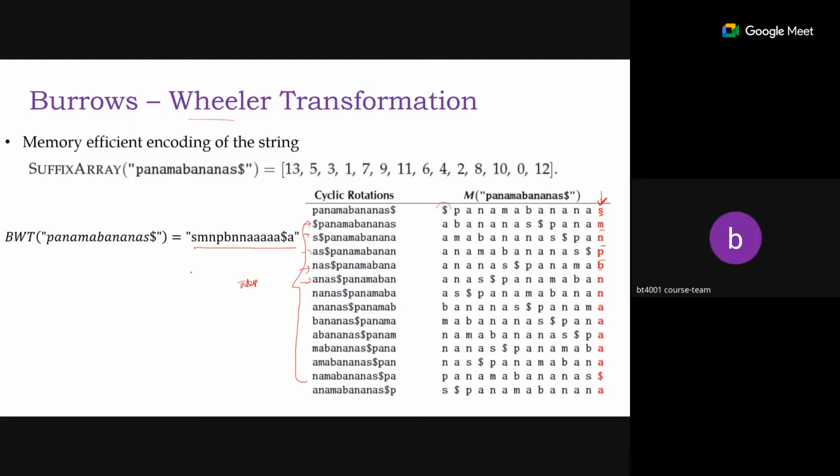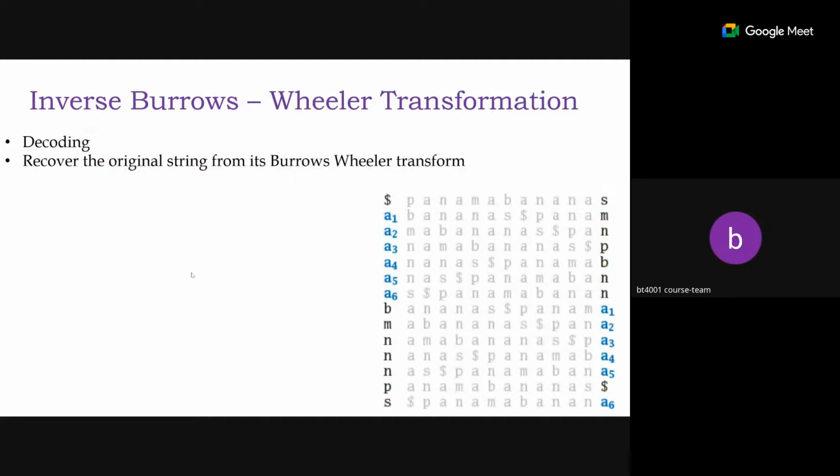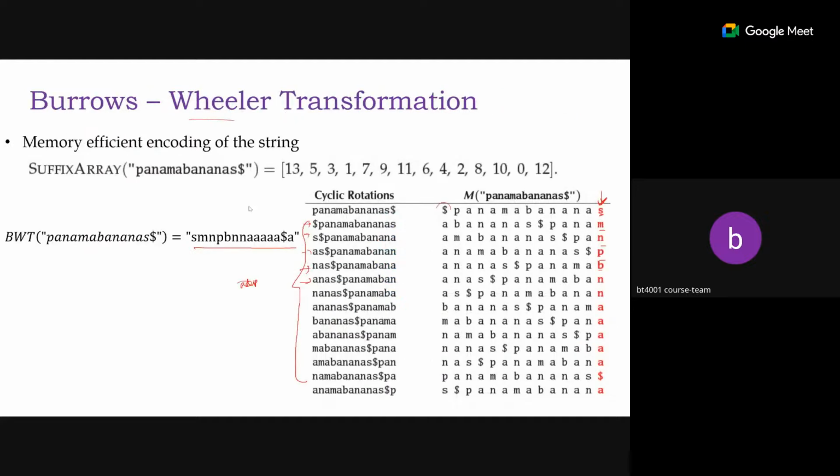Now, because this is an encoding, we will require the decoding procedure also. This is an encoding, so we need a decoding. What decoding means is obtaining the original string from the encoded string. So we have this encoded string, and we need the original string.